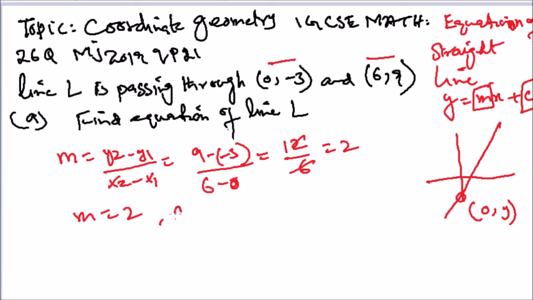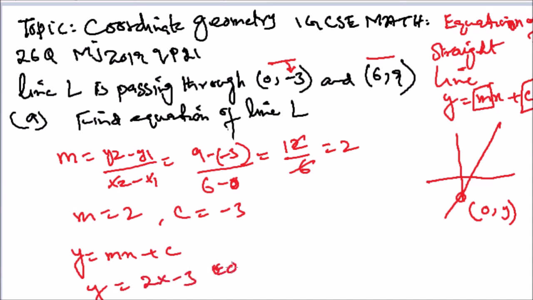Now how to find c? c is already given to me here. c is -3 because the line is passing through (0, -3), where the x value is 0 and the y value is -3. So this is the y-intercept. Now put these into the equation mx plus c. So y is equal to 2x minus 3. That's the equation.